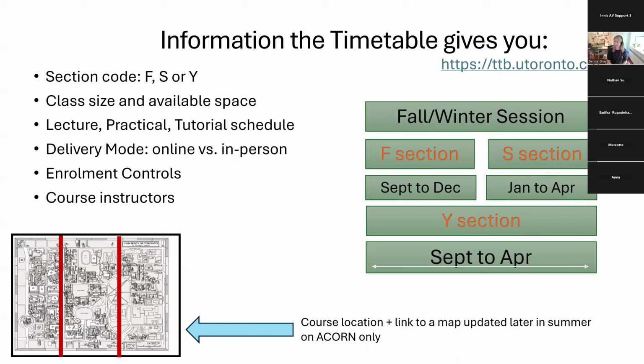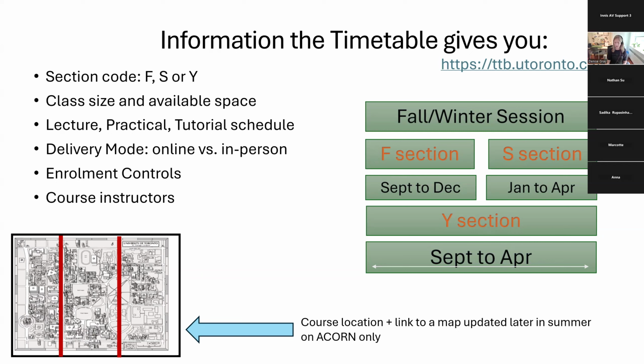The delivery mode, online versus in person. Nearly all courses are offered in person, but there are a couple of online options. And so you can see how you can use the timetable to find that information out, and then information about course instructors. This down here is a campus map. You won't find class locations in the timetable. They'll show up on Acorn, but not until much later in the summer. So you'll be enrolling in courses not knowing where on campus the courses are going to be held.